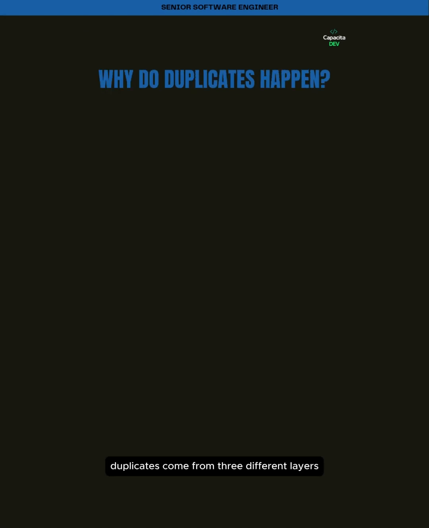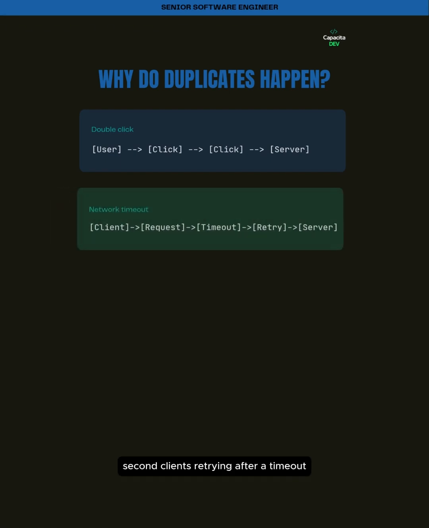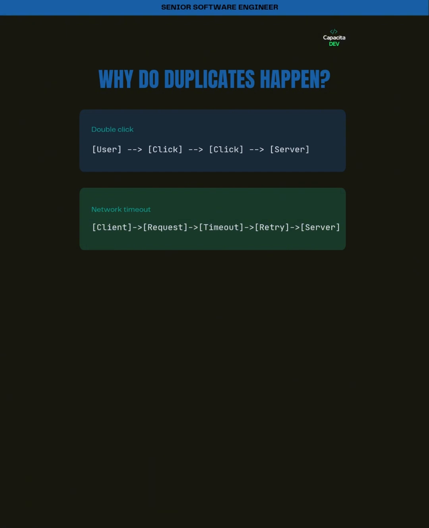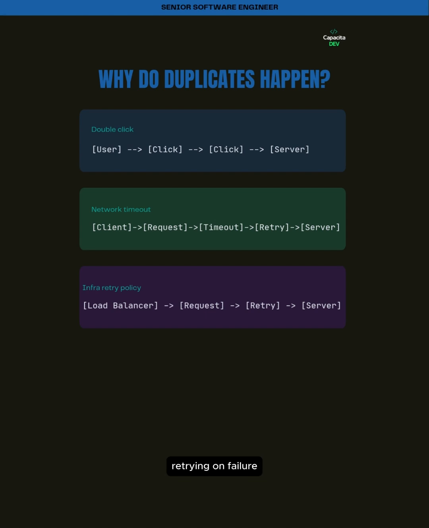Duplicates come from 3 different layers. First, users clicking multiple times. Second, clients retrying after a timeout, not knowing if the first request succeeded. Third, infrastructure like load balancers or service meshes retrying on failure. Any solution needs to cover all 3.